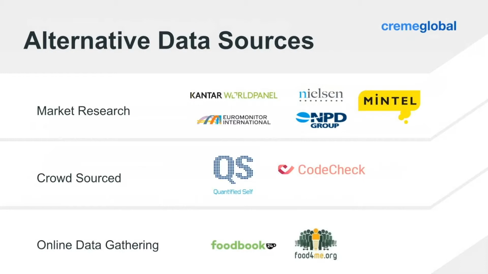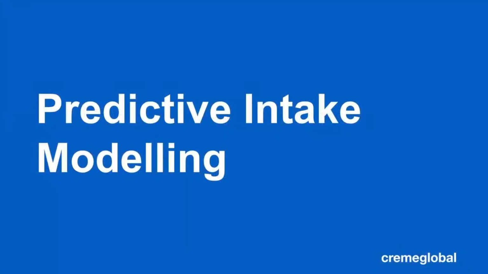And then other alternative data sources we can use on top of our food consumption surveys include market research, and so things like Cantor and Euromonitor, and I'll briefly discuss a case study where we use Cantor data later on. We can use crowdsourced data, or as I mentioned before, there's online data gathering tools as well.